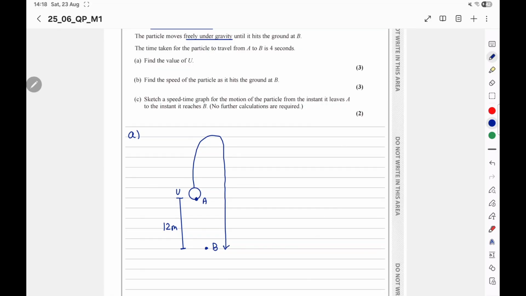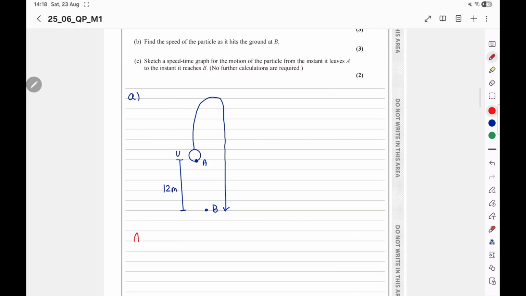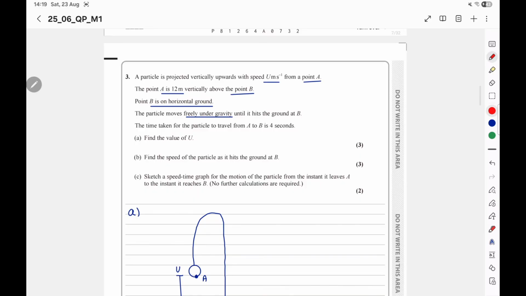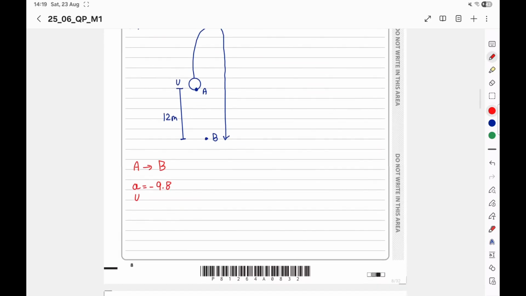Moving freely under gravity means that, if I take the study points from A to B, the acceleration will be equal to negative 9.8. Projected with a speed u, it takes 4 seconds to travel from A to B. The time is equal to 4, and the displacement is equal to negative 12 meters. S equals negative 12.